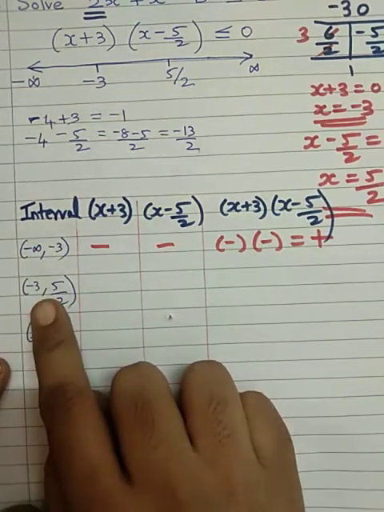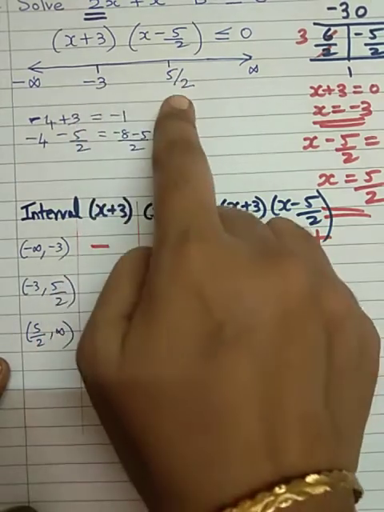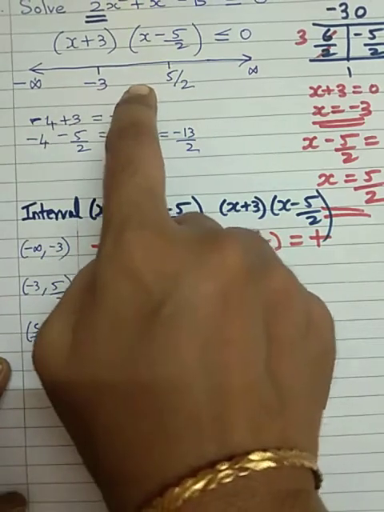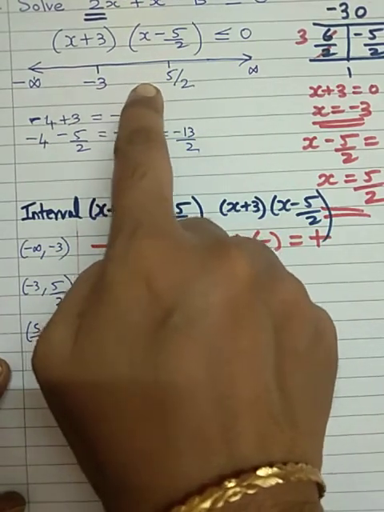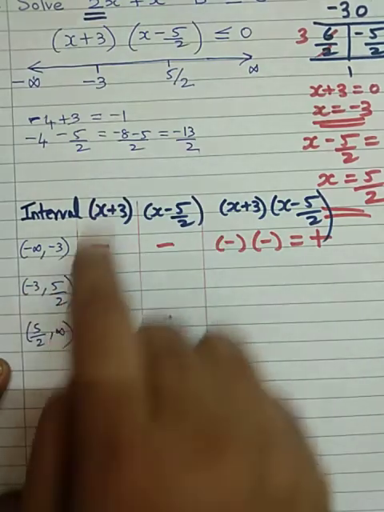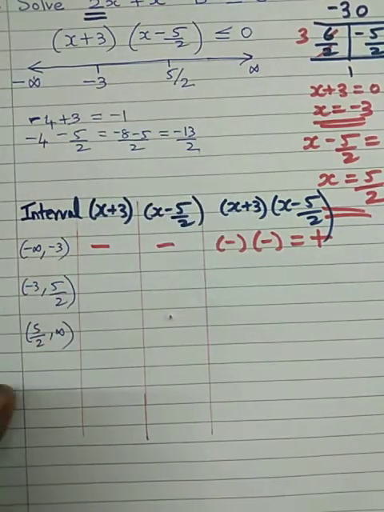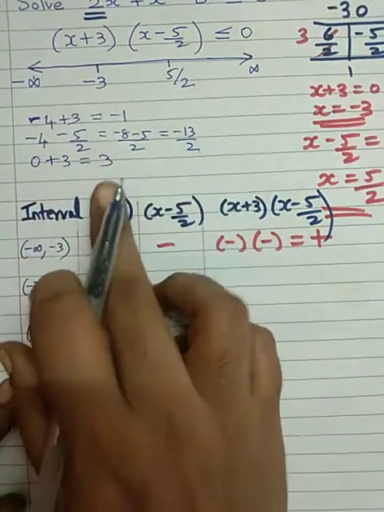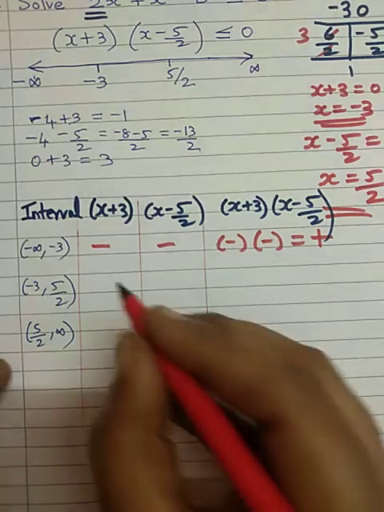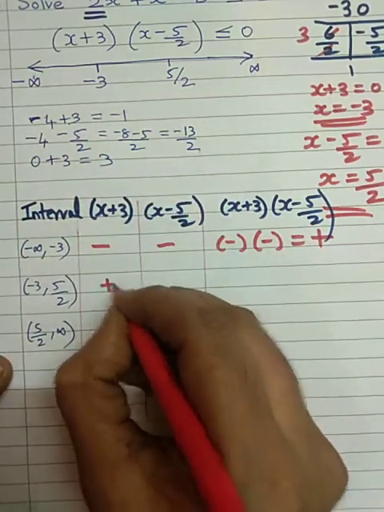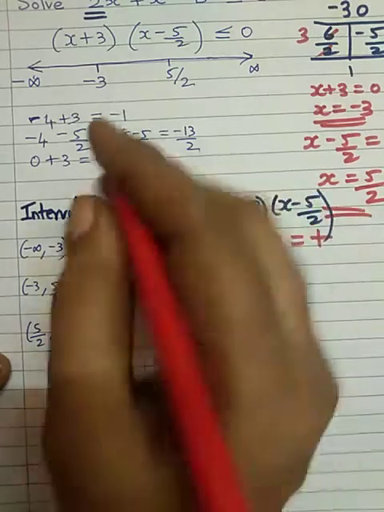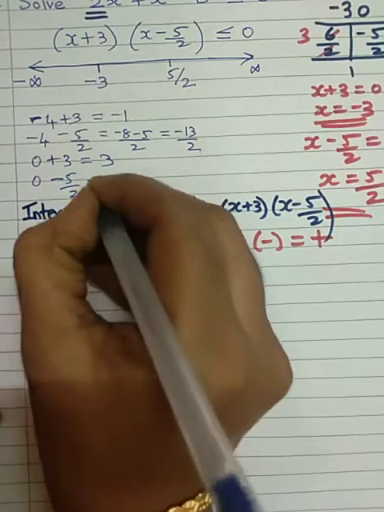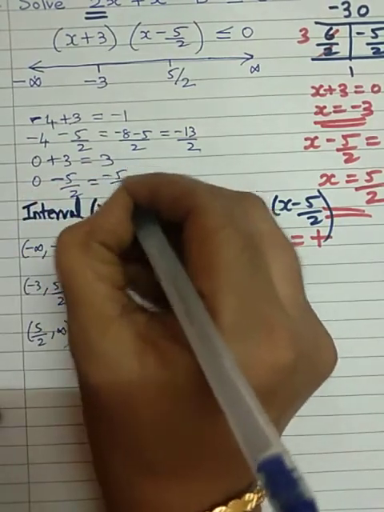Now let me go to the next row, that is minus 3 to 5 by 2. The easiest number in this interval is 0. When we have such a facility, let me take that 0. So minus 3 to 5 by 2, let me select 0. Now you know 0 plus 3 is 3, so again it is going to be positive. So 0 plus 3, plus. Then 0 minus 5 by 2, you will have the answer minus 5 by 2.